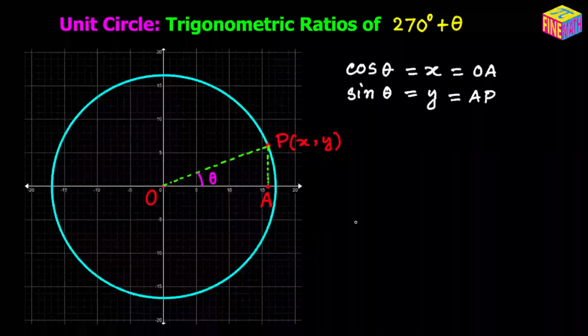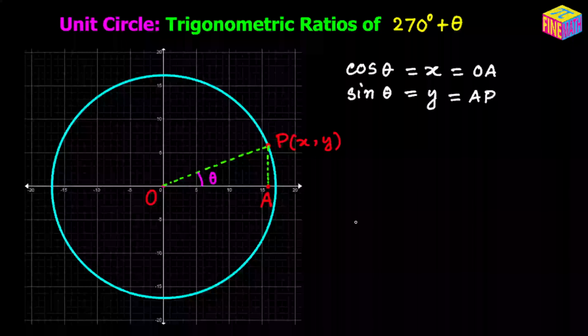Hi everyone, in this video we are going to discuss how to calculate the trigonometric ratios of angles like 270 degree plus theta, where theta is an acute angle.